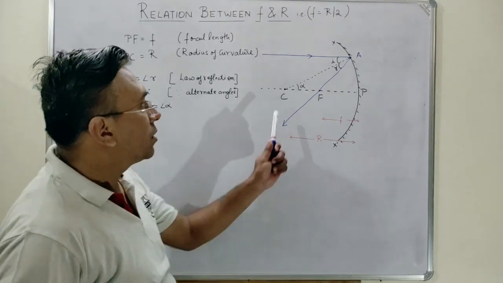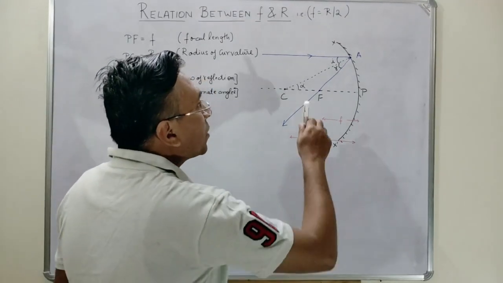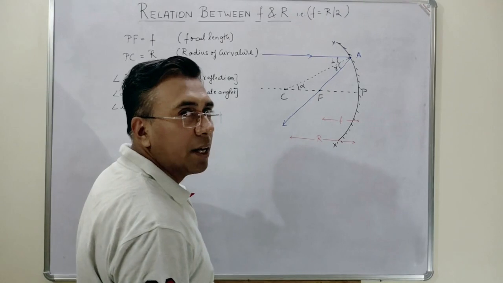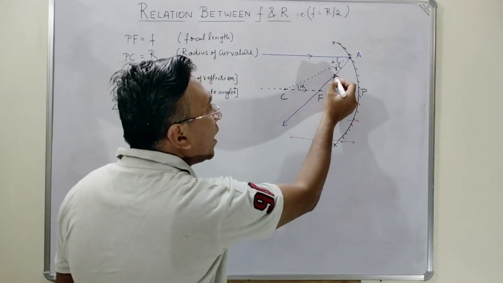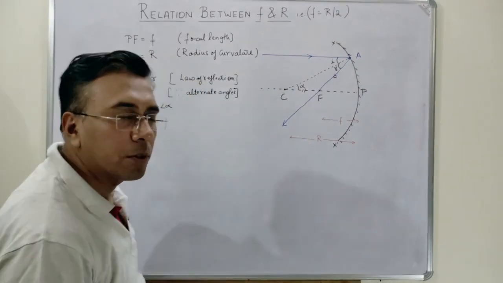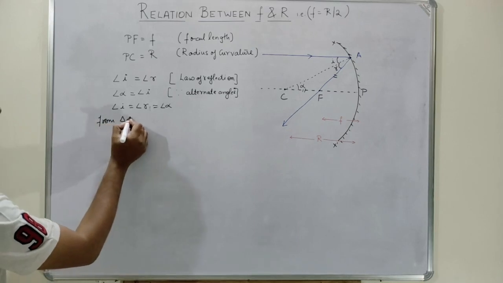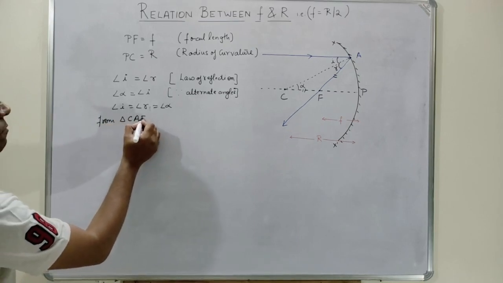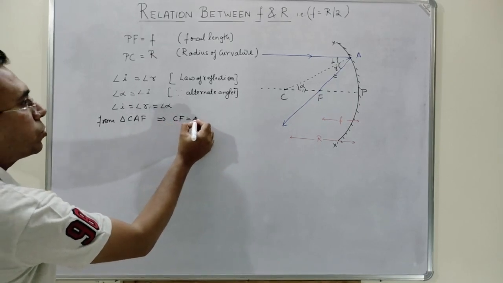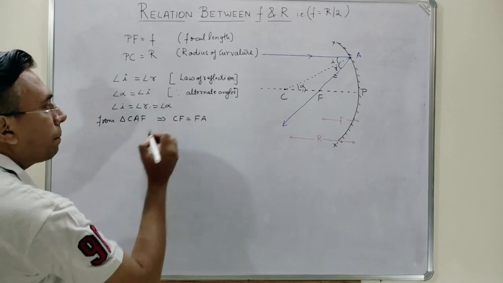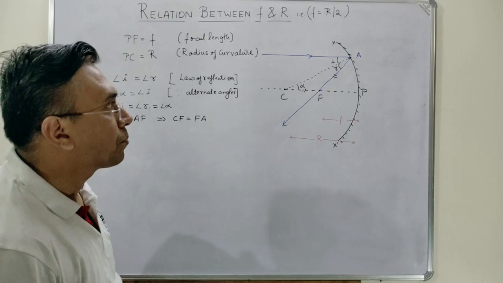Now consider triangle CAF. In this triangle CAF, you see that alpha and R, these two angles are equal, so obviously the sides opposite to these angles, that is CF and FA, will also be equal to each other. So from triangle CAF, we can conclude that CF equals FA, since R and alpha both are the same.